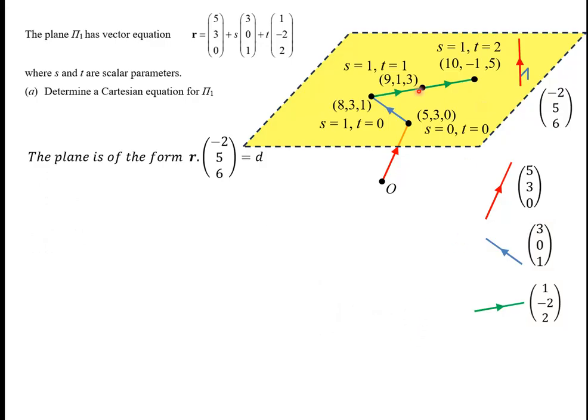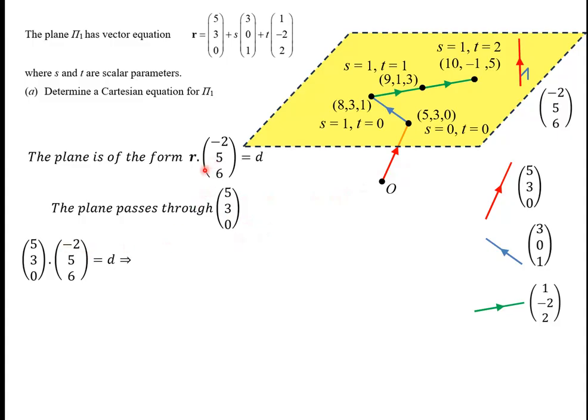That means the plane then is of that form. Any position vector of any point, if I dot it with that perpendicular vector, I always get the same amount. But I need to find out what that amount is. So I'll stick (5, 3, 0) in, and when I dot that with the perpendicular vector, that'll give me the D. So I'll have minus 10, 15, and 0 gives me 5. So that's the dot product equation of the plane. Not the Cartesian yet.